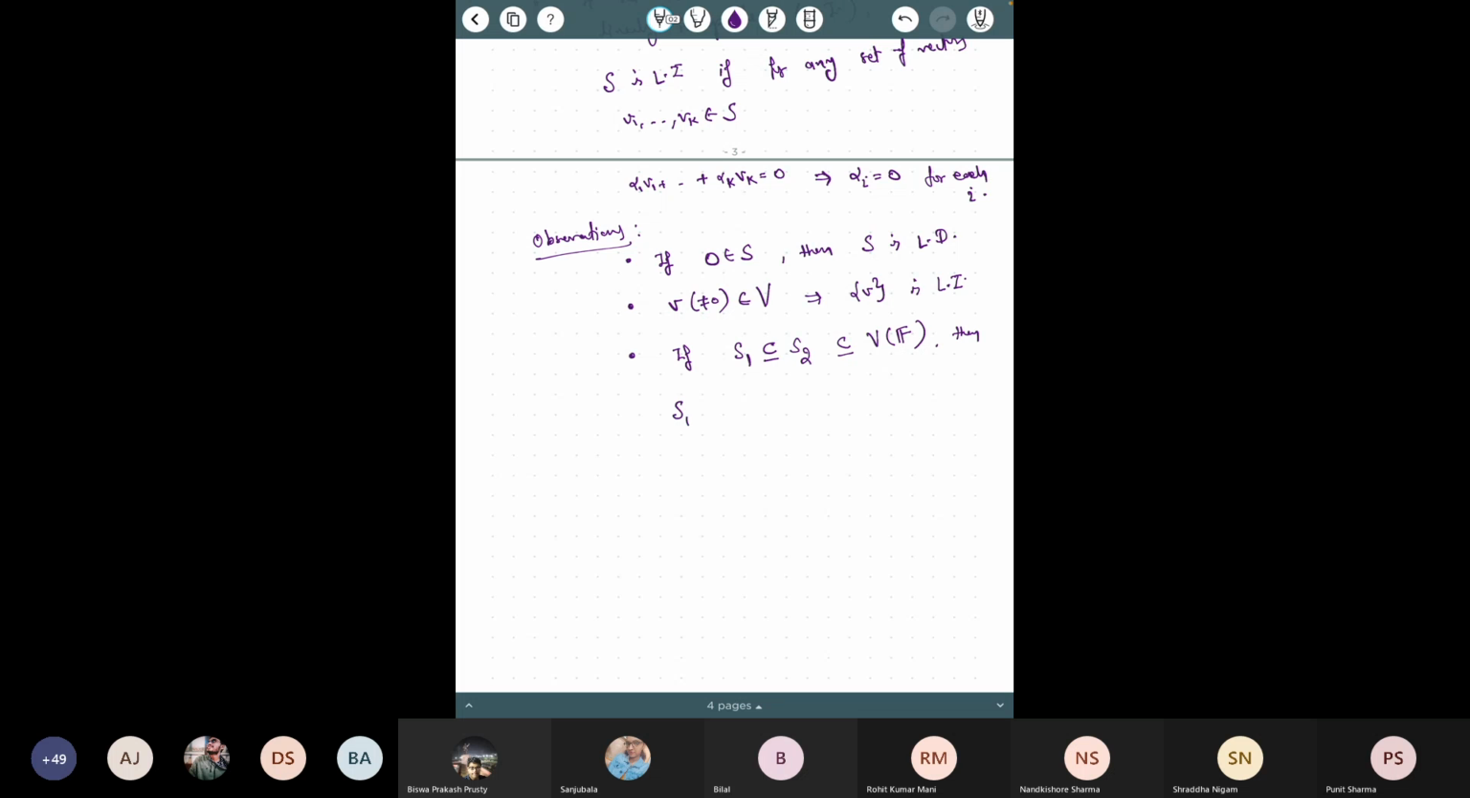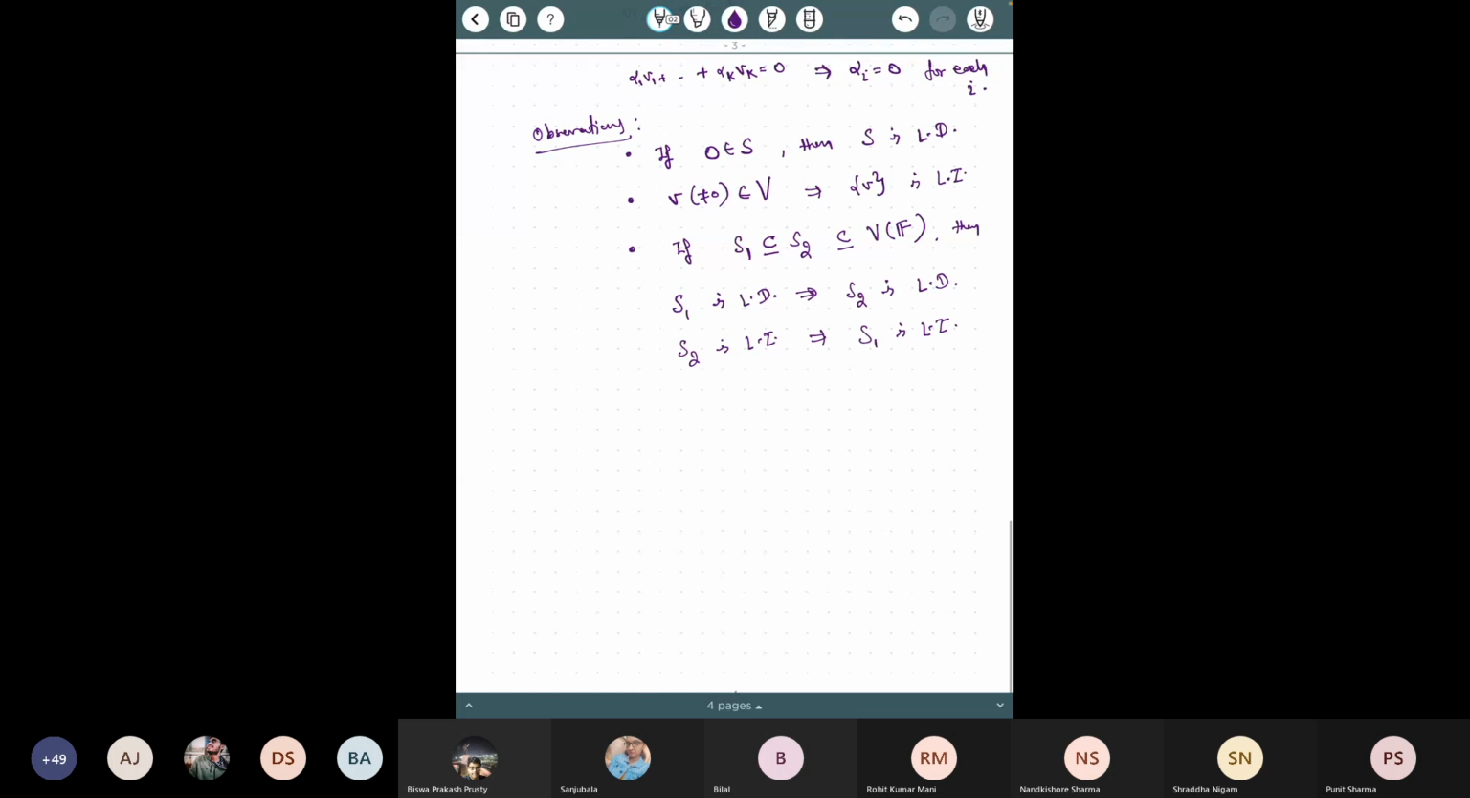If S1 is linearly dependent, then S2 is also a linearly dependent set. And when S2 is linearly independent, S1 is also a linearly independent set. So this is just some basic thing.